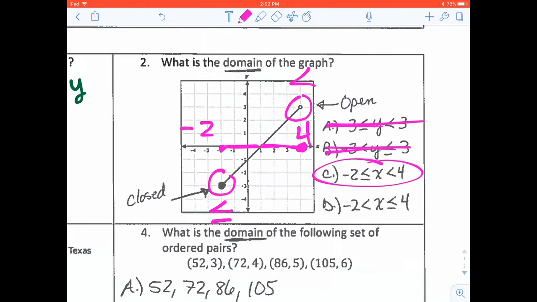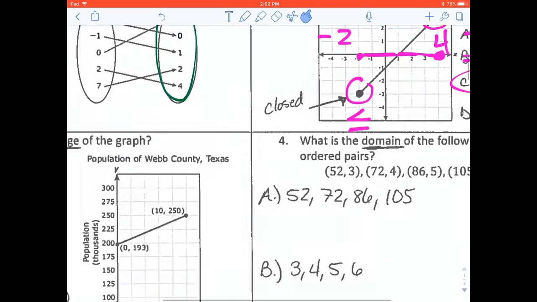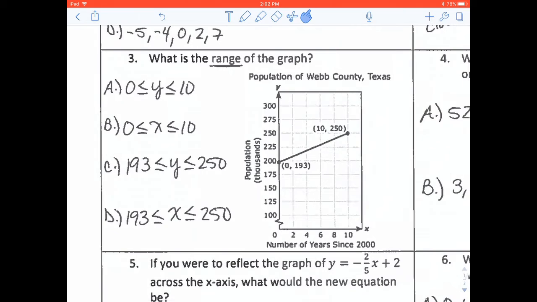Question 3. What is the range? This time we're talking about how far in the Y direction does this guy go? Well, it starts down here and it goes all the way up to here. Or you could look at your Y values. It starts at 193 and it stops at 250. They are actually both closed circles. And we're talking about the Y value. Cross out anything that has to do with X. And our answer is C.